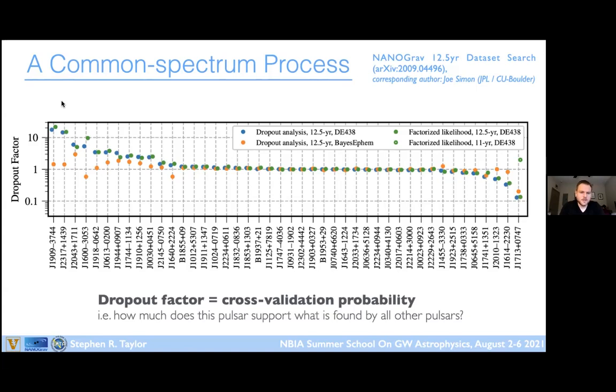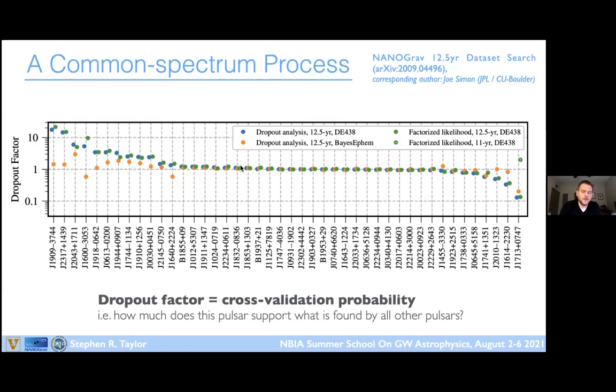What it's measuring is, at each of these pulsar positions along the x-axis, the number given for its dropout factor is a probabilistic measurement of how much that pulsar supports the signal that is found by the other n minus one pulsars. So clearly there are about 10 to 15 pulsars that have strong probabilistic support, because they have dropout factors greater than one for what is found by the rest of the array. You can see that from the green and the blue dots here.